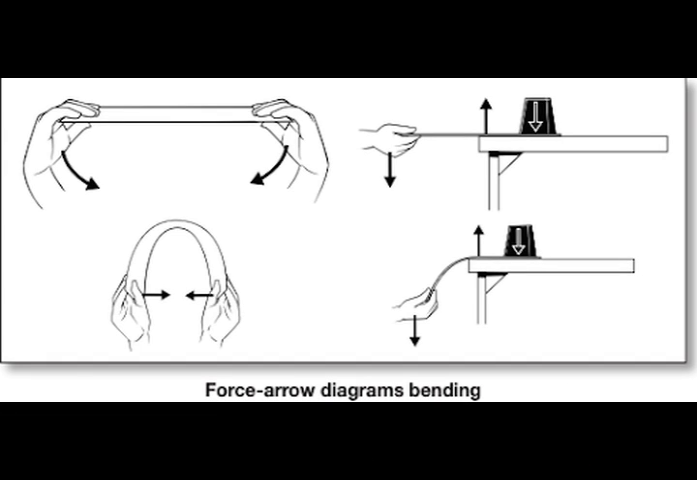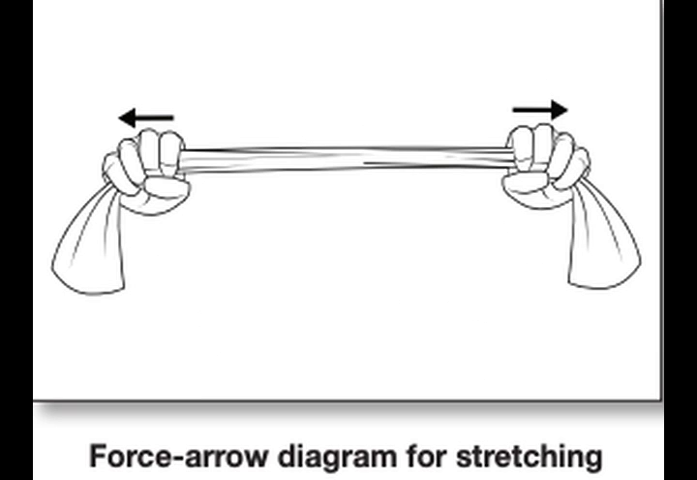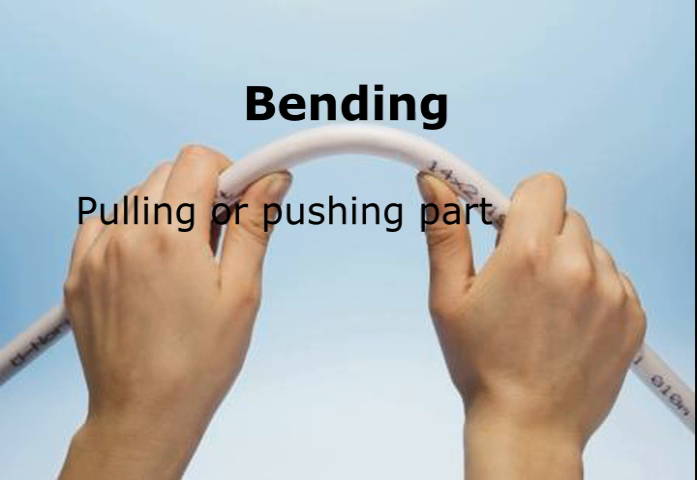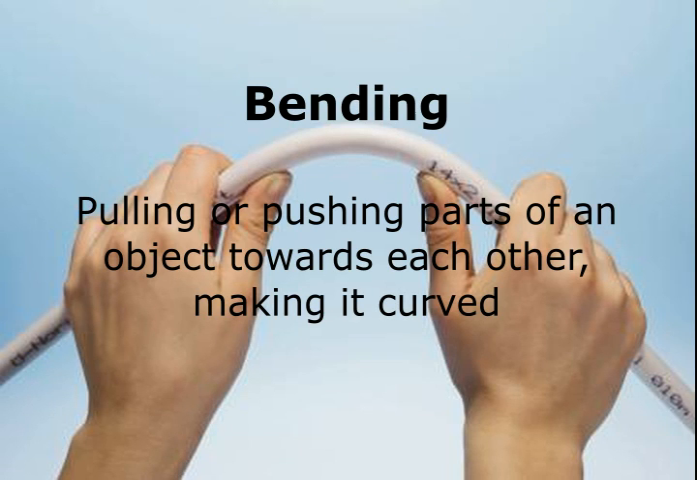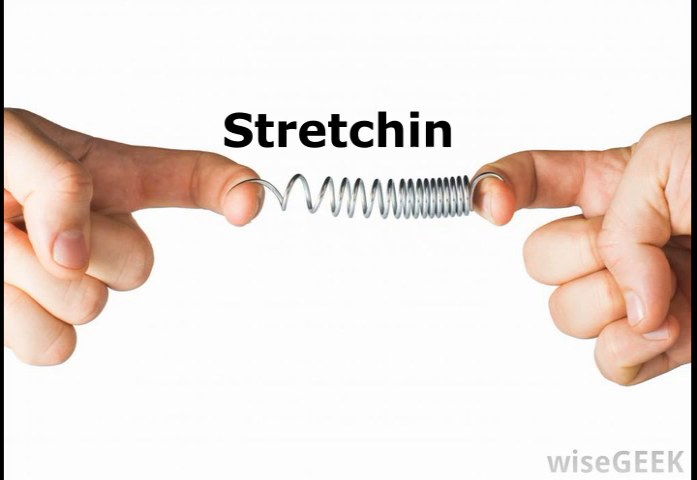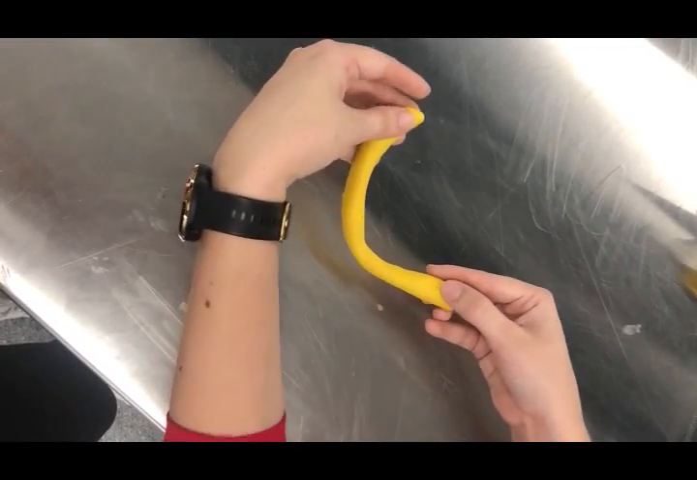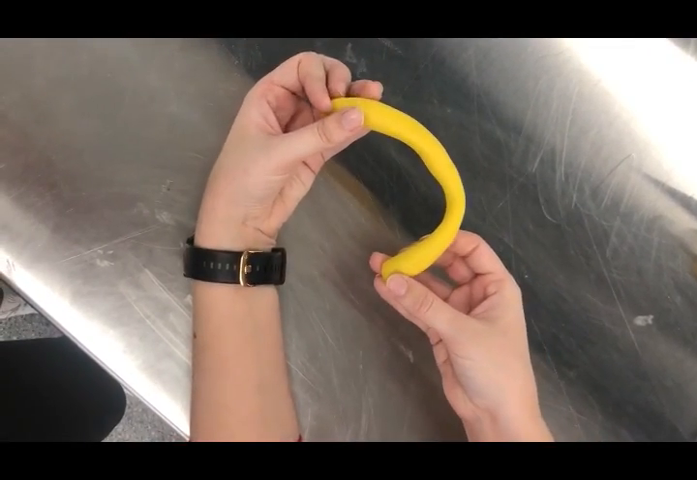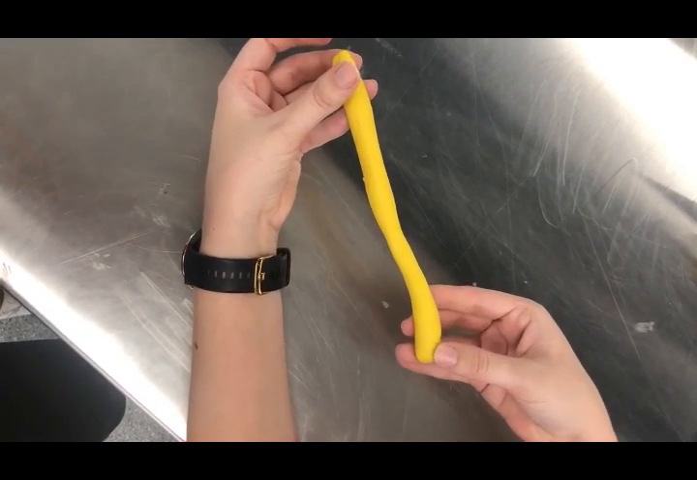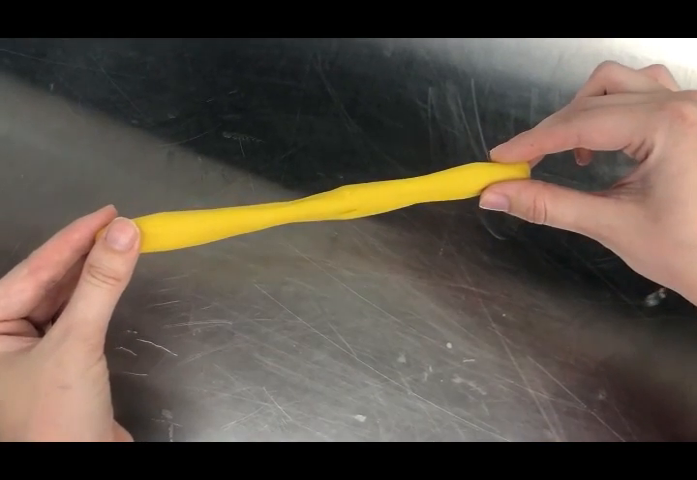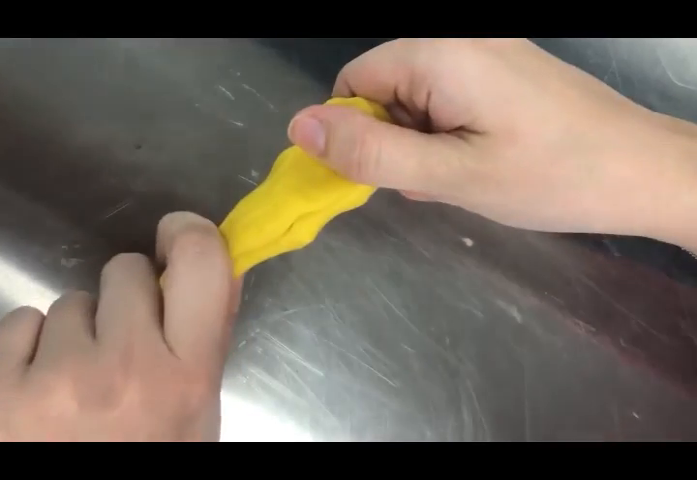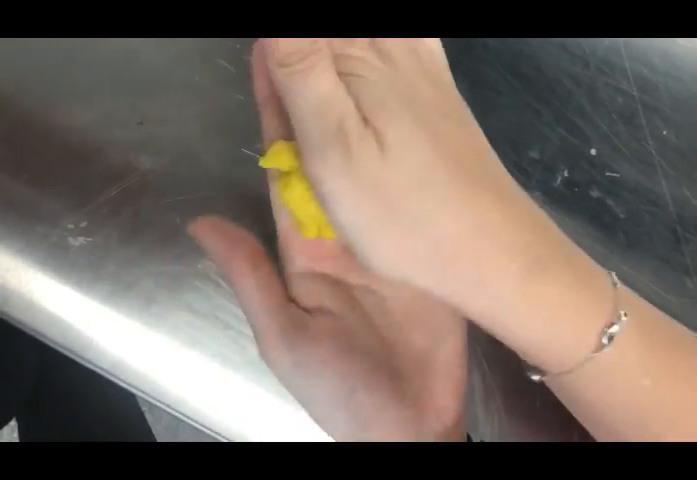We can also change everyday materials by either bending or stretching them. Bending is when we apply force by pushing or pulling parts of an object towards each other to make it curved. Stretching is when we make an object wider or longer by two opposing forces pulling it away from each other. We can use Play-Doh as an example of it having the ability to bend and stretch, then being able to return back to its original shape. However, there is a huge amount of different materials that we can bend and stretch. Some of these will return to their original shape and others won't.